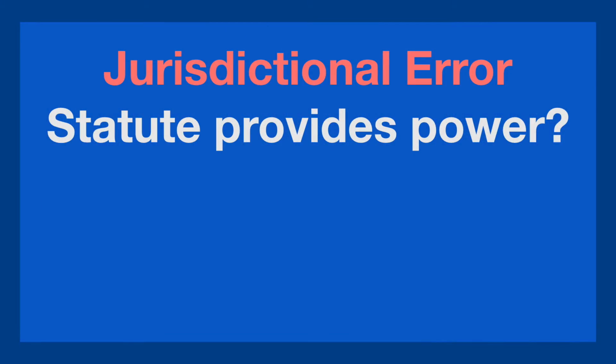A jurisdictional error of law happens whenever someone tries to make a decision and they don't have the power to make it. In general, there are 4 types of jurisdictional error. 3 of them are our narrow ultra vires grounds. First, does an enactment provide the power to make the decision?